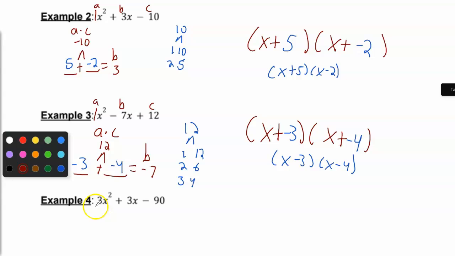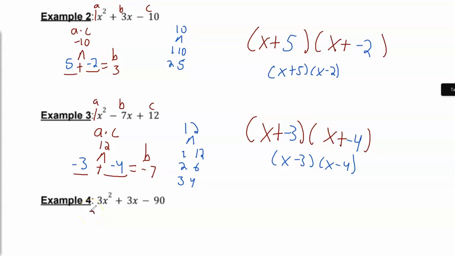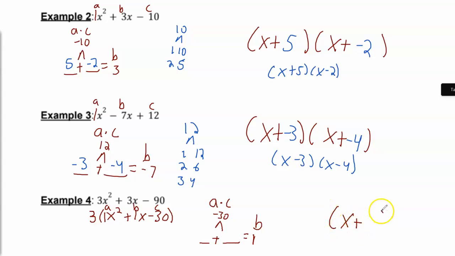Oh, my last one does have a GCF of 3. So I'm going to pull out a 3. I have x squared plus 1x minus 30. So here's my a, b, and c. A times c is negative 30, what adds to my b of 1. Whatever magic numbers I have is going to be x plus that number, x plus that number.